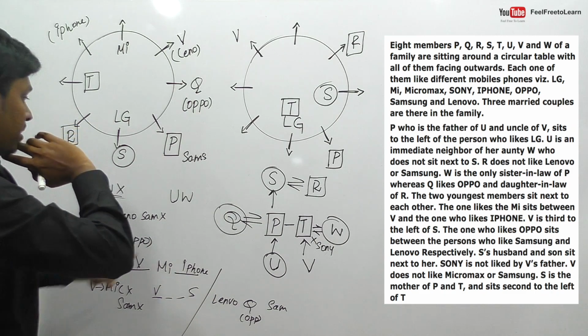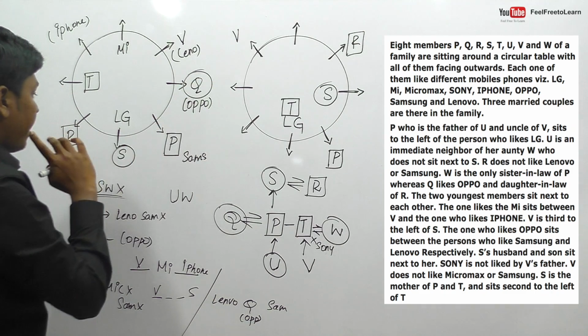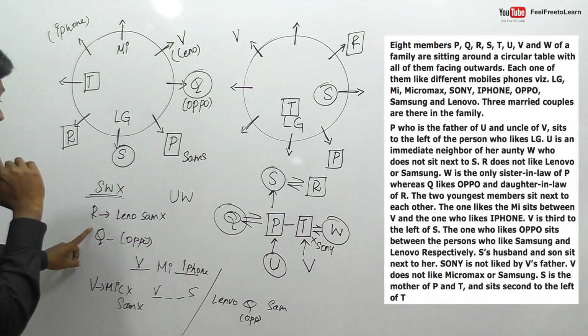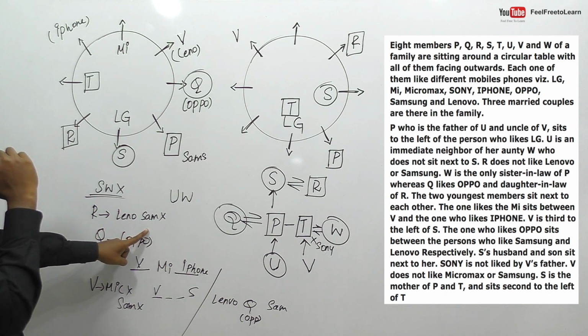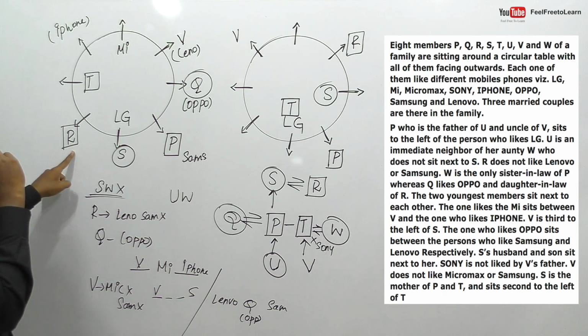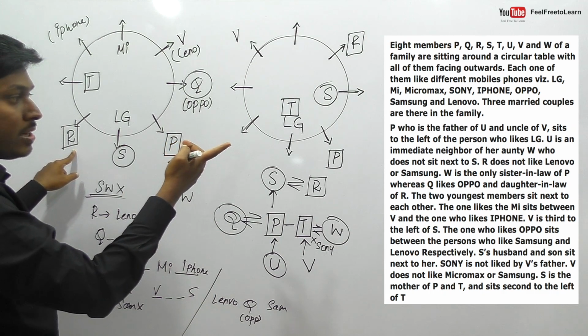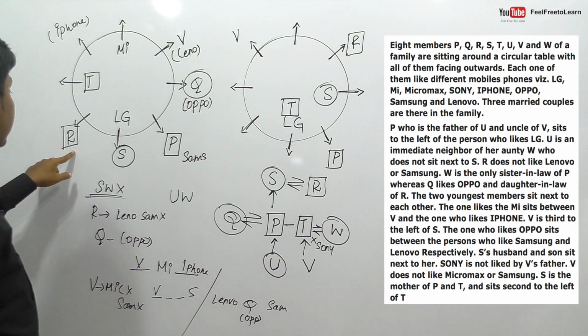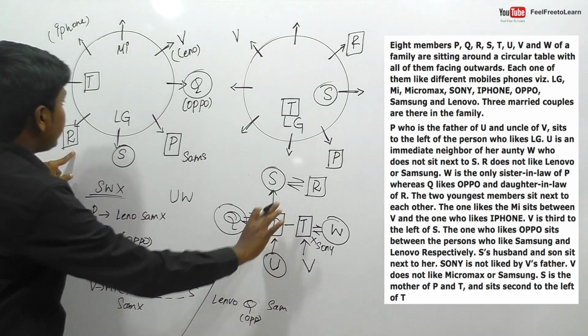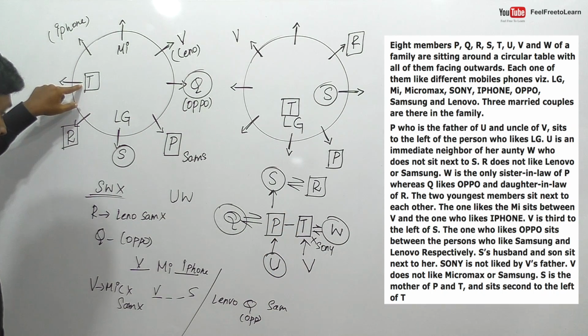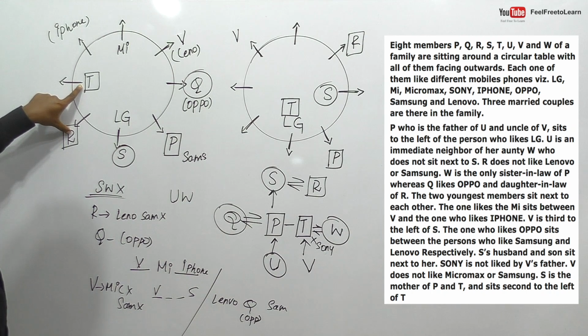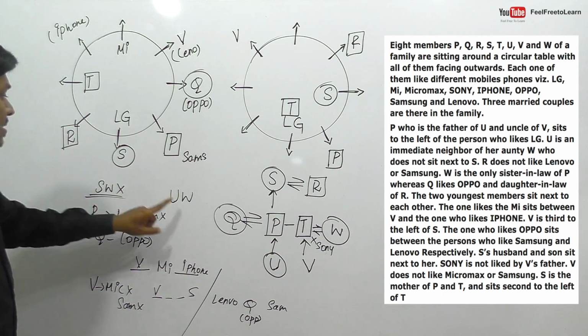So next is, we know that the Q is a female person, and I think we can, R does not like Lenovo and Samsung, friends. So R does not like Lenovo and Samsung. We know that V's father does not like. According to the last point, Sony is not liked by V's father, right? So V's father will be T. So T does not like Sony, and R does not like Lenovo and Samsung. So I think remaining only two letters, that is U and W.